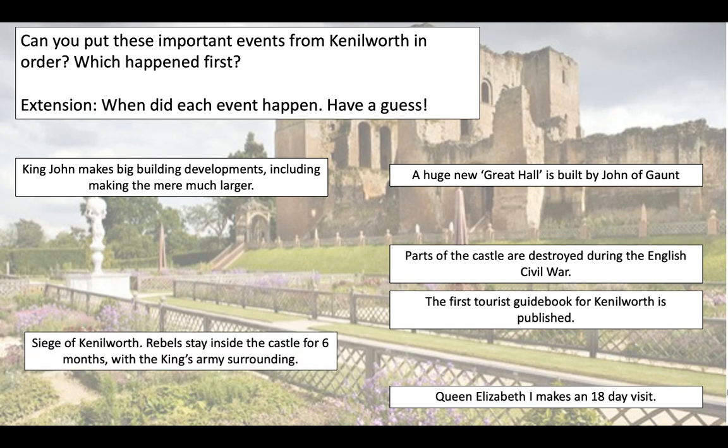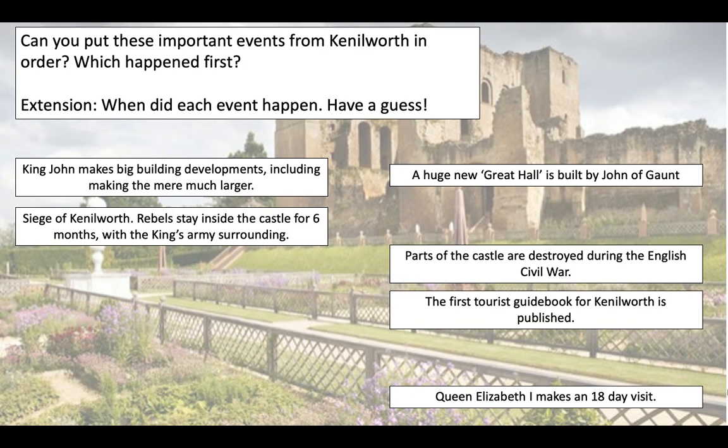The second thing is the siege of Kenilworth. So this is one of the biggest events that happens in the castle's history. Rebels against the king stay inside the castle for around 6 months with the king's army surrounding. Which of the remaining 4 things happens next? Well done if you got those first 2 right.